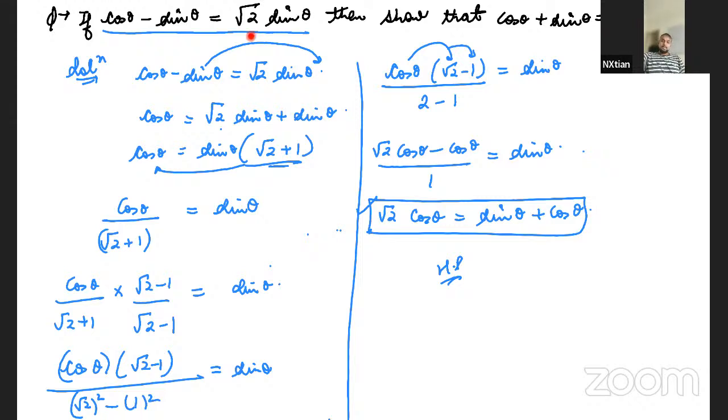Understood? And how do you know that you will multiply with this and this? It will come only through the questions. You have to do different questions, and when you get used to that type of question, then you will know that okay, this question we have to do like this.